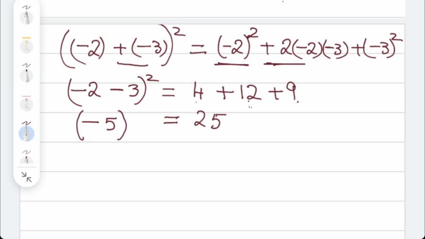So it becomes minus 5 whole square. And when you find the square of a negative number, it is plus 25, equal to 25. So both sides are equal. Okay, so this is the answer for example 2. Now we can do this with the fractions as well.